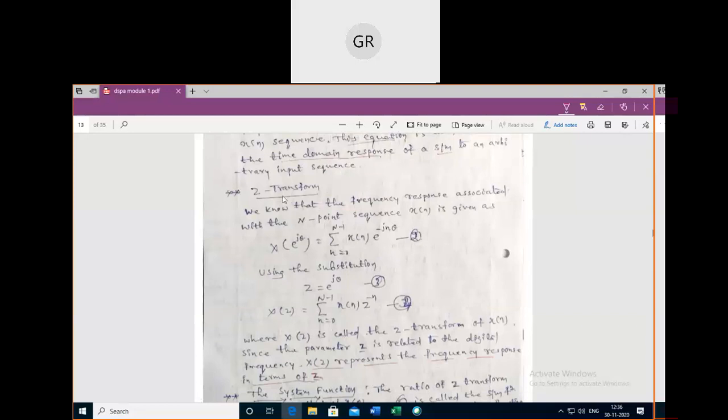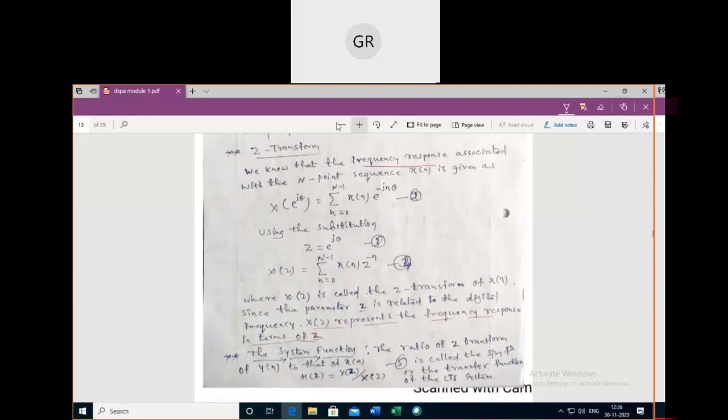Using the Z transform, we represent the frequency response. Here is the equation for the Z transform. X of e raised to j theta is equal to the summation of n equal to 0 to N minus 1, x of n e raised to minus j n theta. Here you can substitute z equal to e raised to j theta. Then X of z is equal to what? Summation of n equal to 0 to N minus 1, x of n z raised to minus n.